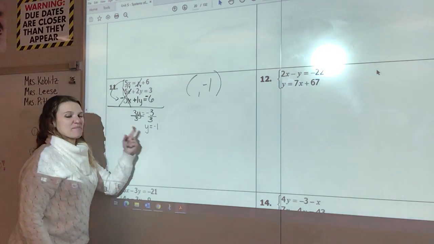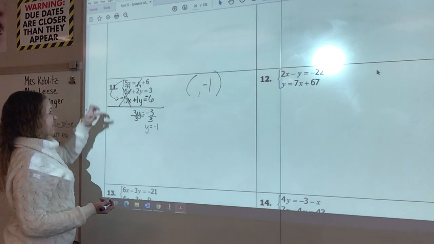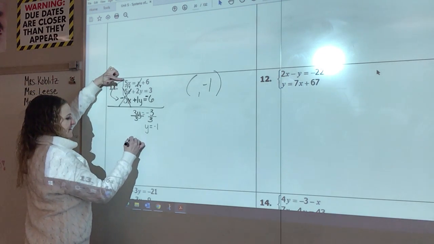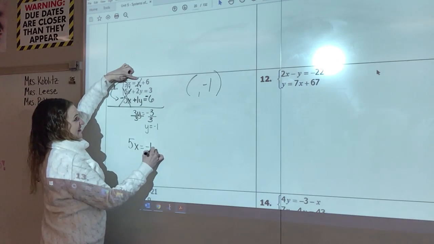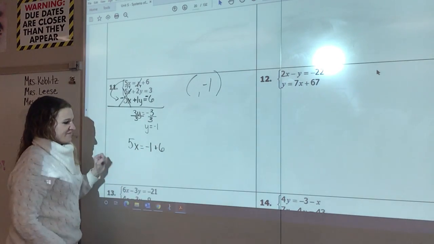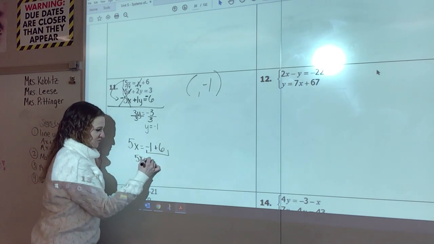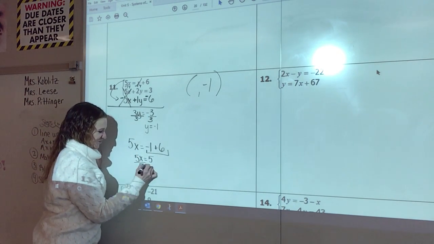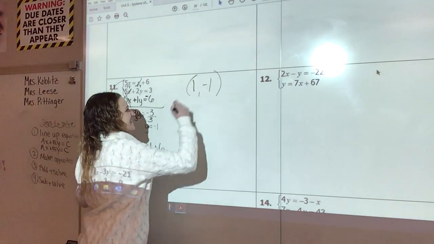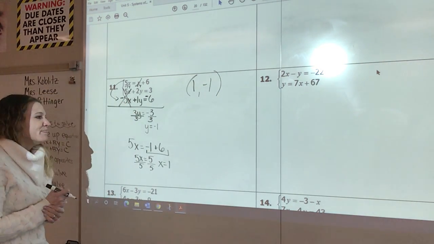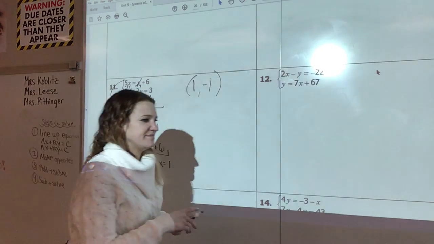I'm going to need to plug that back in to solve for the x. I'm going to use the top equation right here, and I have 5x equals, instead of my y, I'm going to substitute in negative 1. I can combine my like terms here, so 5x equals 5. I'm going to divide both sides by 5. X is going to equal 1. All right, let's continue. The next two that we're going to look at are 14 and 15.